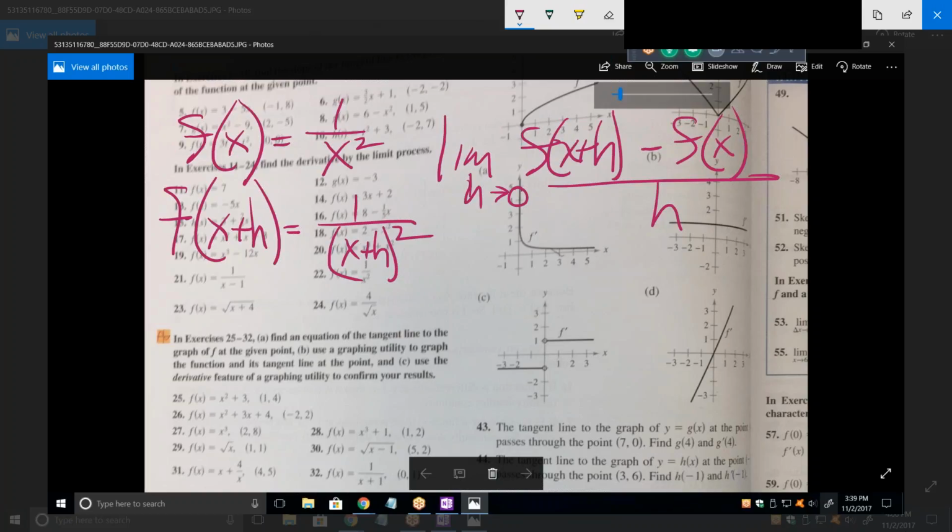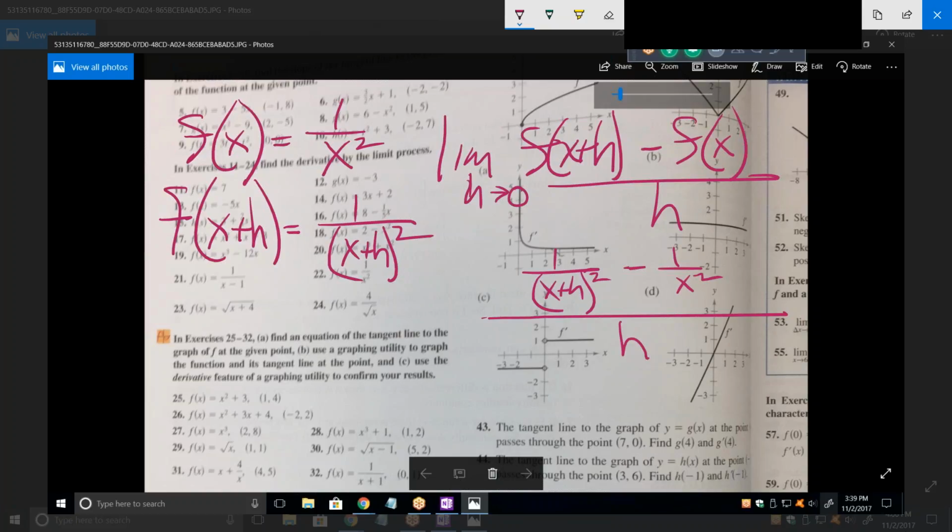Okay? Now, let's plug it in. F of x plus h is 1 over x plus h squared. I'm going to leave that like that for a second. Well, f of x is 1 over x squared. That's just the numerator. We still have a denominator of h. You with me? Now, the next step is the tough one.